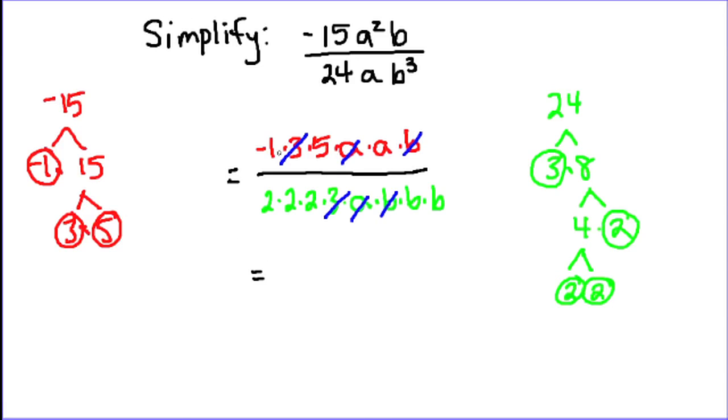My numerator now is negative 1 times 5 times a, which is negative 5a, and the denominator is 2 times 2 times 2, which is 8, and 2 b's, b squared. And there we have simplified our rational expression.